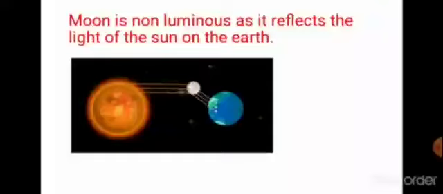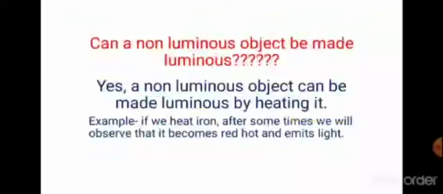The light reflected by sun reaches the earth as it is reflected by moon, so moon is non-luminous source of light. Now, here arises a question: can a non-luminous object be made luminous? Yes, a non-luminous object can be made luminous by heating it.